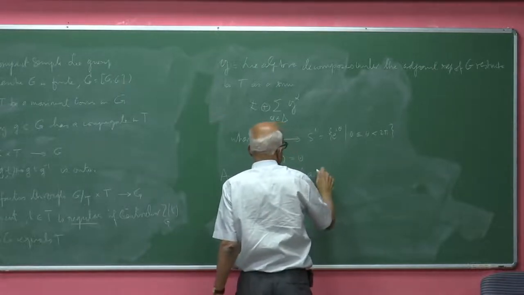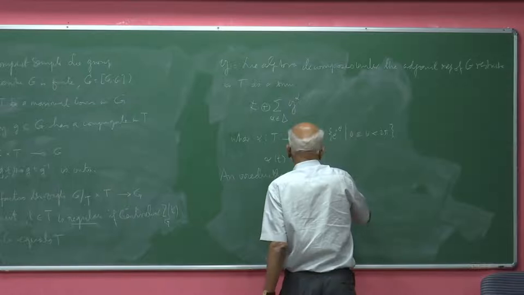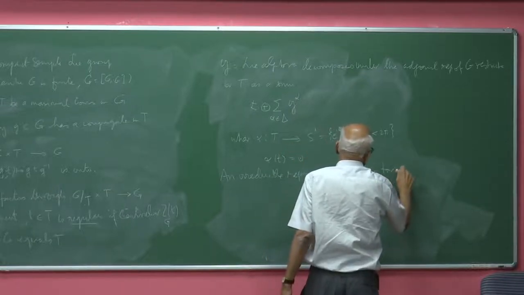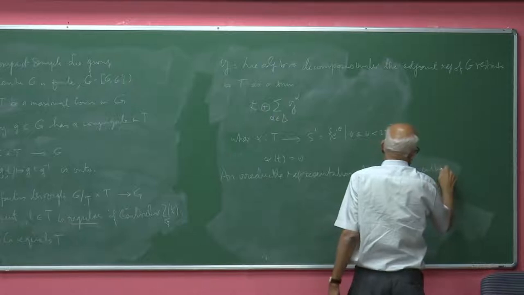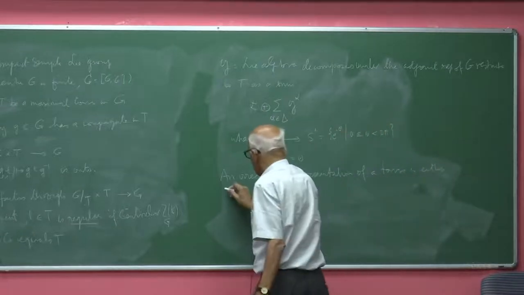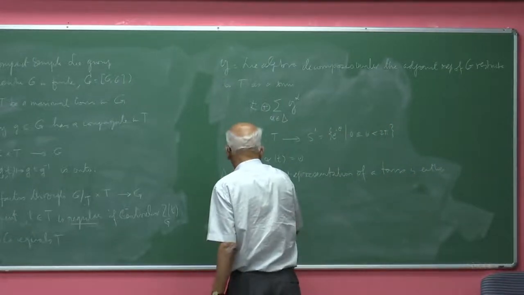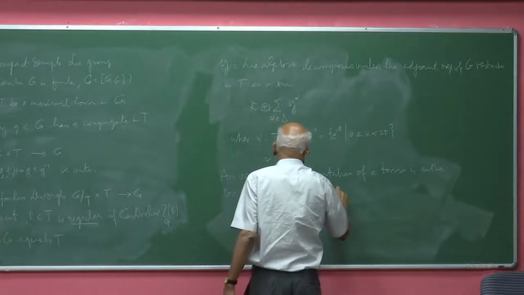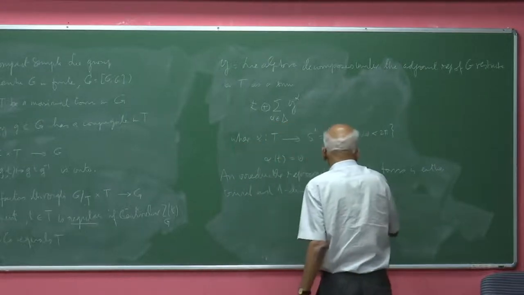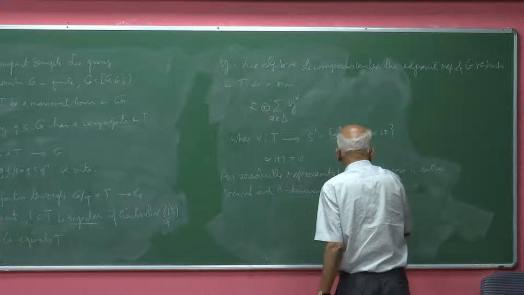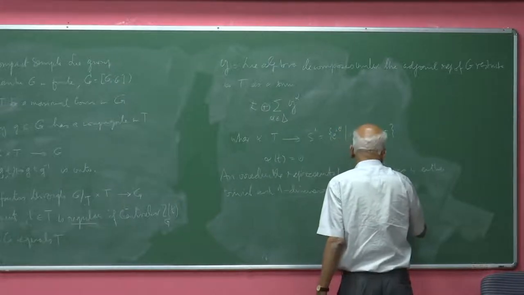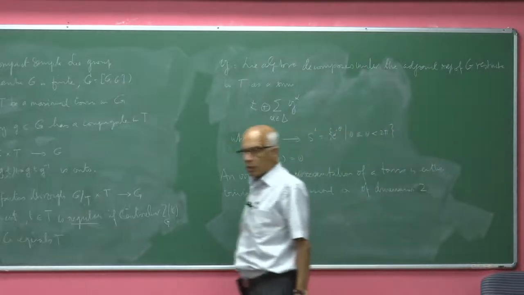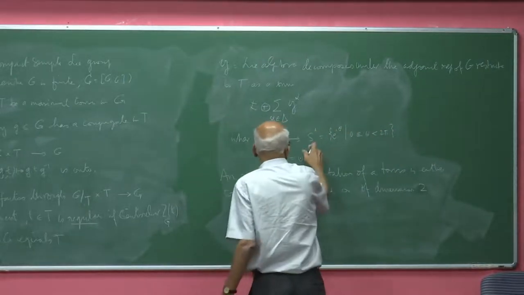of a torus is either trivial and one-dimensional, or of dimension 2, in which case it's irreducible. What really happens is this.